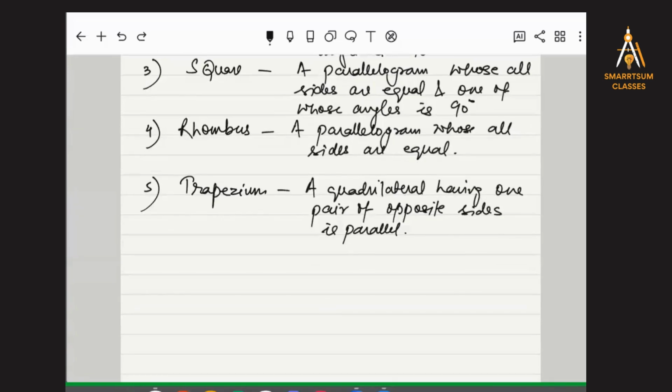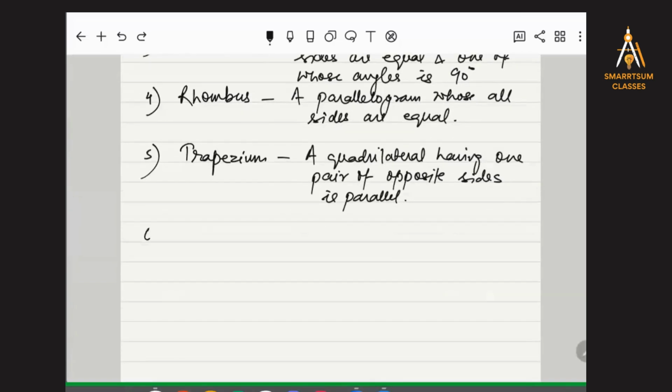Okay, so trapezium is where one pair of opposite sides is parallel, right? Both pairs of sides can also be parallel. That is also a trapezium, right? Okay, then sixth is isosceles trapezium. Now, what is isosceles trapezium? Isosceles trapezium is where the two non-parallel sides of the trapezium are equal, right?